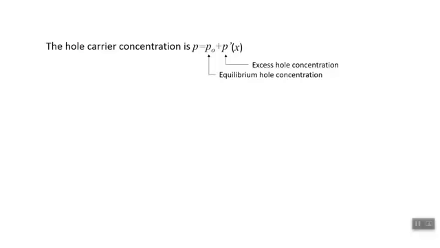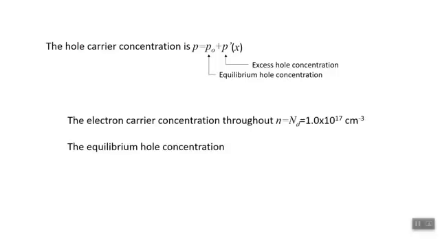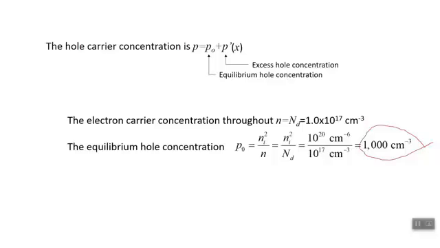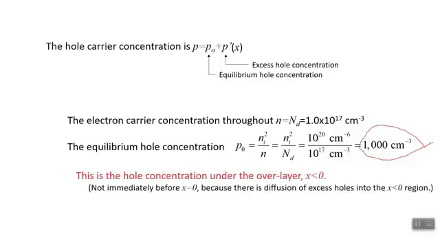We can figure out the equilibrium hole concentration from the electron carrier concentration, which is known because the doping level is given, right? If we assume 100% ionization, the electron concentration is the donor dopant concentration, so that's known, in which case we can calculate the equilibrium hole concentration from the equilibrium carrier statement, the law of mass action. P sub 0 is N sub i for silicon squared over the electron concentration, which is known to be 10 to the 17th. So the equilibrium hole concentration is known, and it's only 1,000 per cubic centimeter.